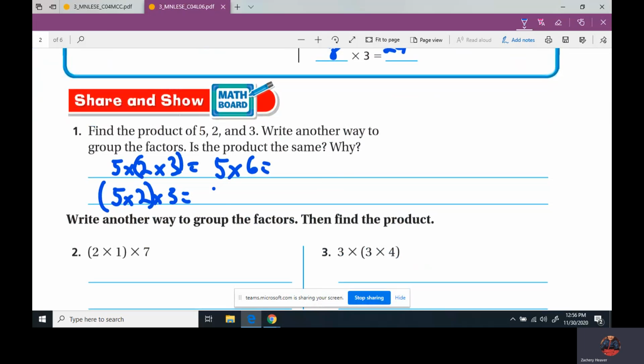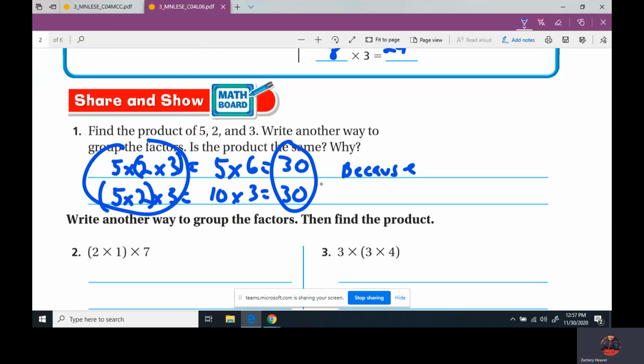So 5 times 2 is 10 times 3. So these are new problems. 5 times 6 is 30. 10 times 3 is 30. Are the products the same? Yes. Why? Because the factors, because these numbers right here, are the same.